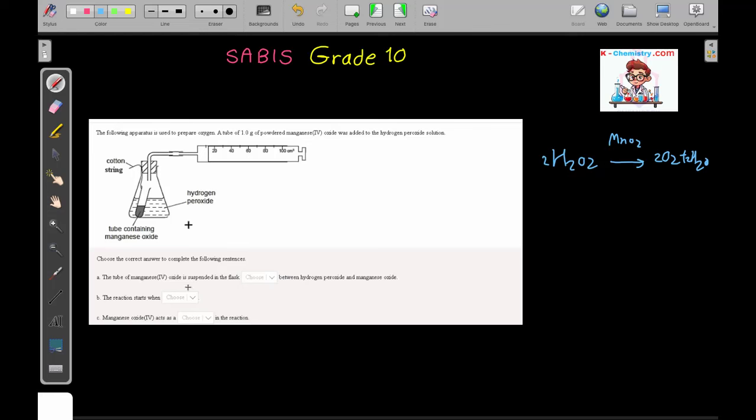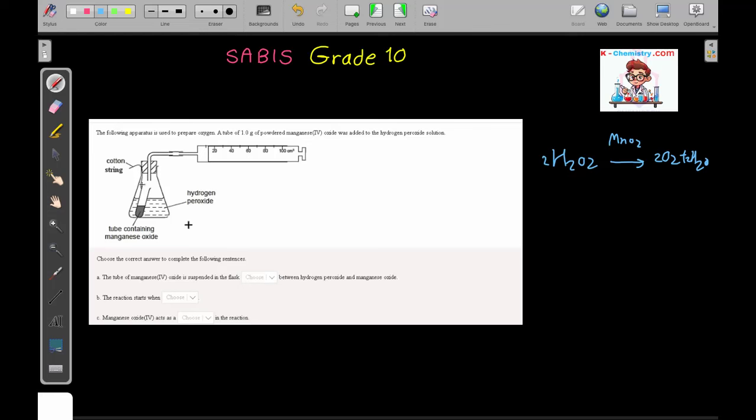Why do I not put the tube in the manganese? Manganese is a catalyst. I will not put it until I want the reaction to start. If I just leave the hydrogen peroxide by itself, it will not decompose, it will not break down. Only once I put the catalyst, it will start to break down. So the tube of manganese oxide is suspended to prevent the reaction from happening. The reaction will start only if I lift the thread.